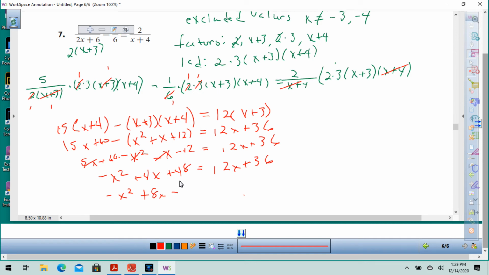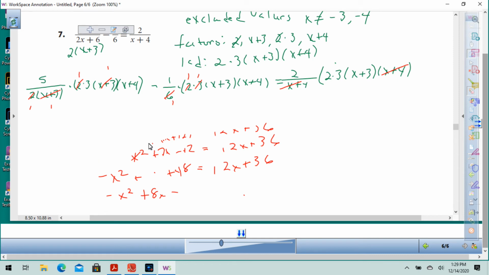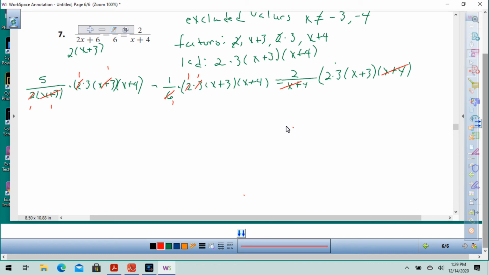And let's see. Negative x squared plus 8x, because that should have been plus 7x. And so 5x, and that makes that a 12x. No, I have messed this problem up good. It happens. All right, so let's go back. That happens. Sometimes you got to erase and redo.